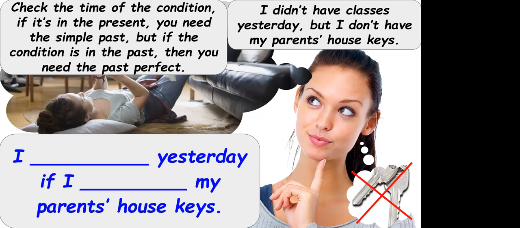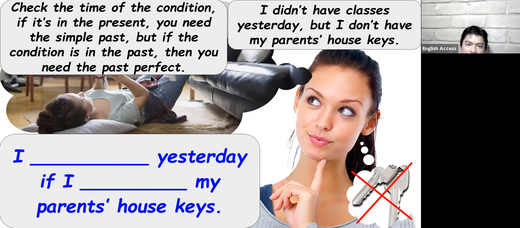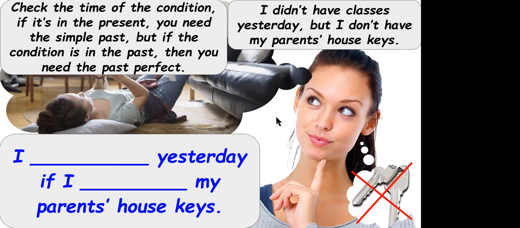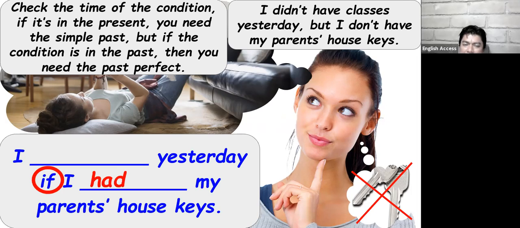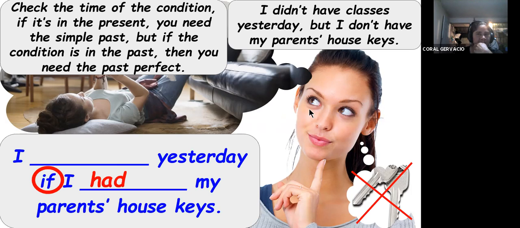If it's in the present, you need the simple past. But if the condition is in the past, then you need the past perfect. Now, where is the condition? Second sentence. If I had my parents' house keys, I could be inside of my house yesterday.